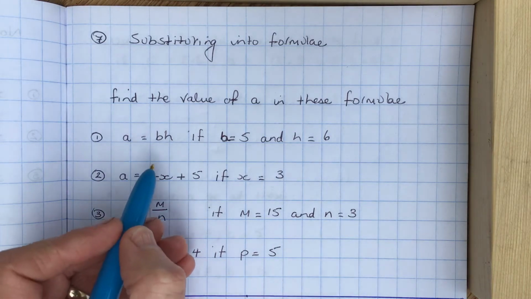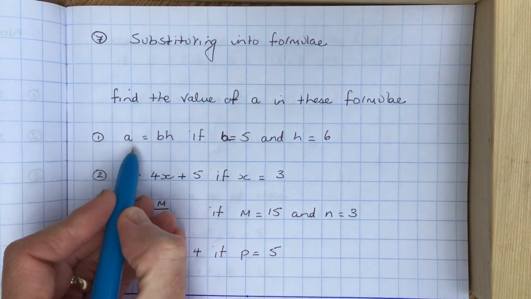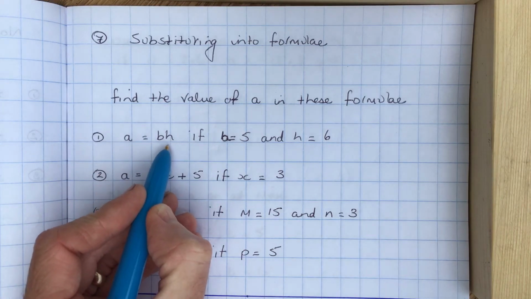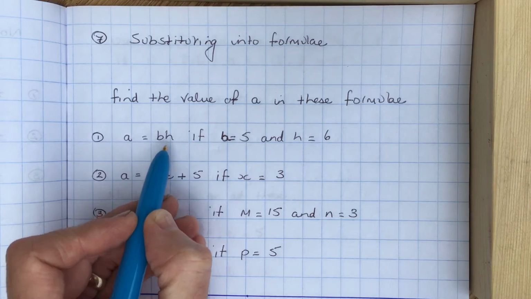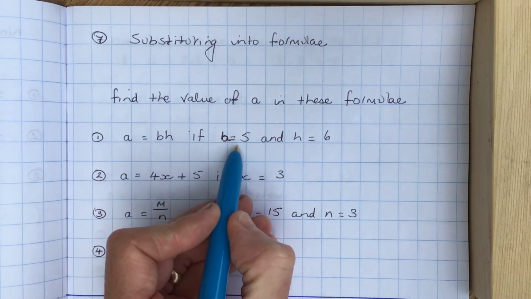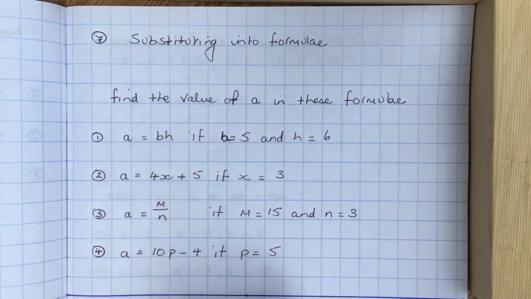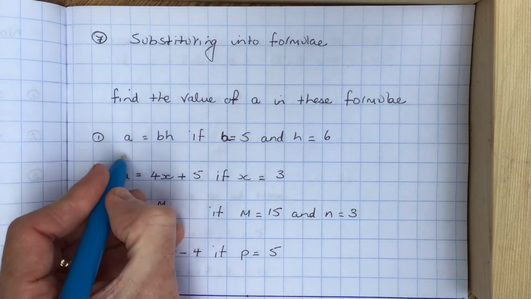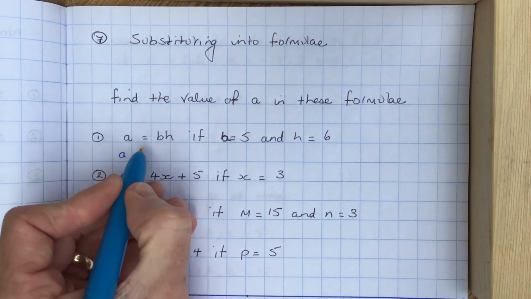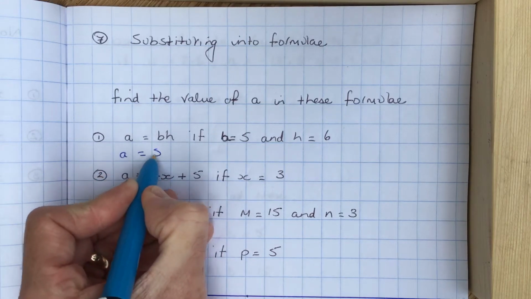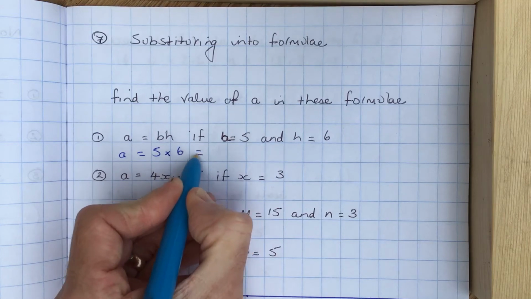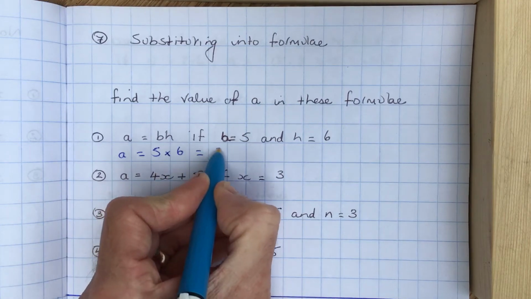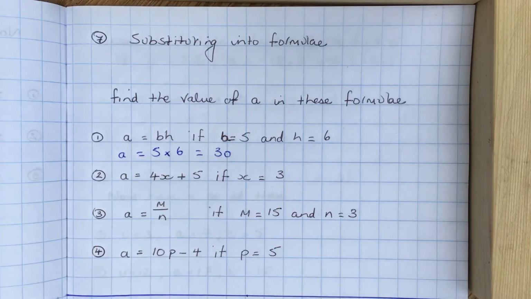So if we look at this first formula here, we've got A equals B times H. Remember, if two letters are just written next to each other, it means multiply. And we're told as part of the question that B equals 5 and H equals 6. So all I've got to do is rewrite the formula, but this time instead of writing B, I write 5, times H is 6. 5 times 6 is 30, and that's my answer.